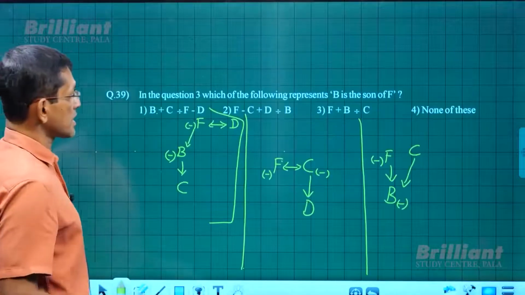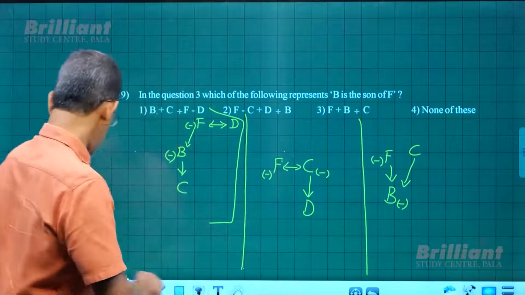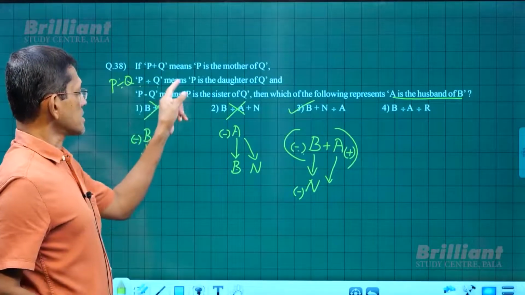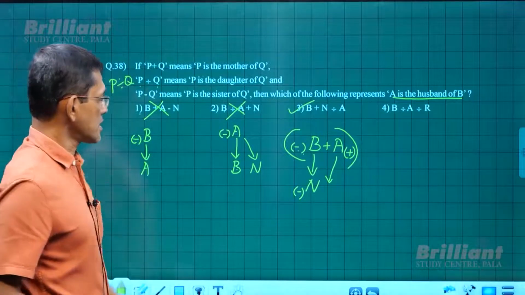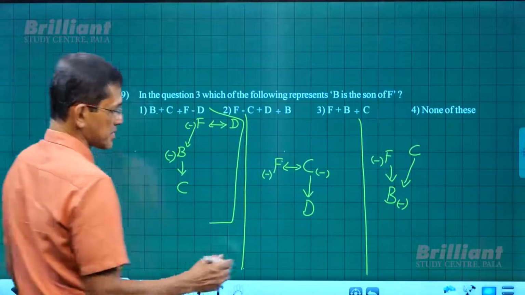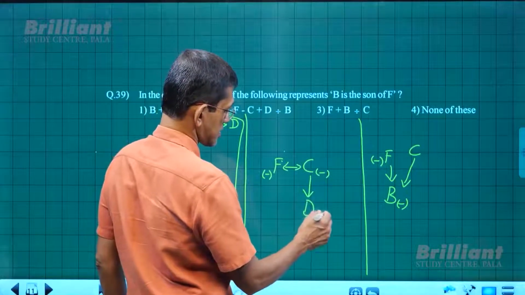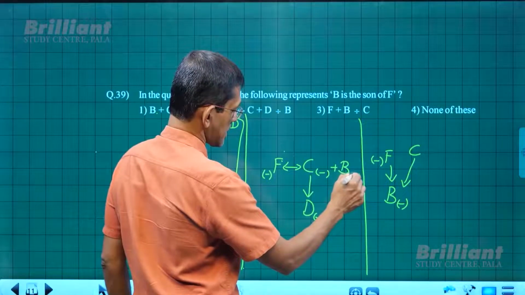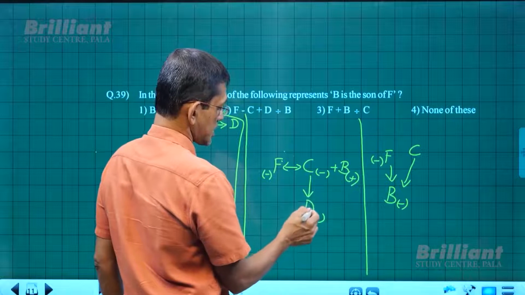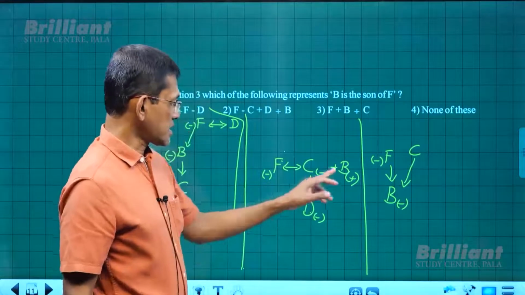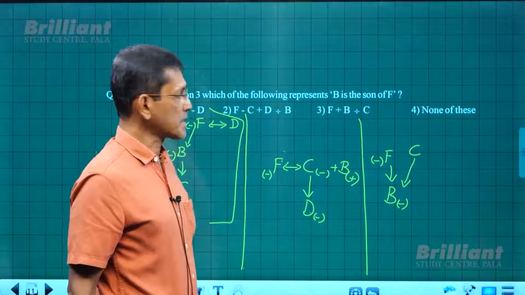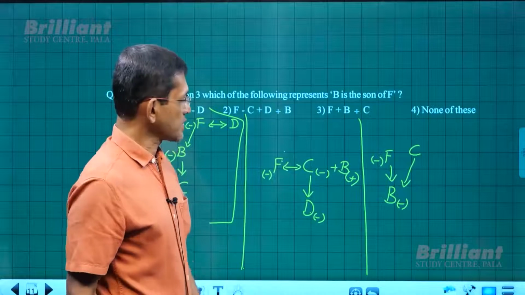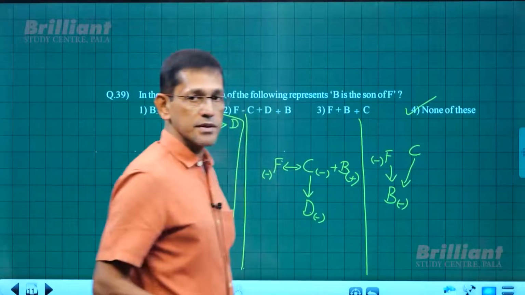And the next one here we have D divided by B. D divided by B means D is the daughter of B. So that means B must be a male because D is the child of C and B. So C and B are married. So B is a male. What we are looking for is B is the son of F. In this case, B is not the son of F. So the answer must be none of this.